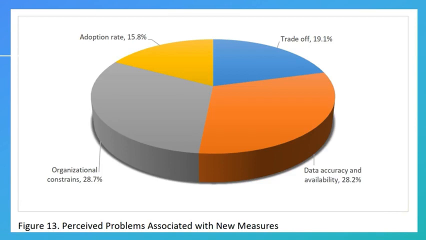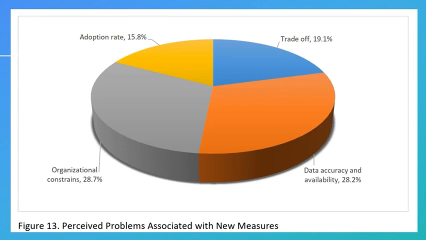And lastly, in this report, we are going to take a look at perceived problems associated with the new measures. So here we have two largest set of answers, again related to organizational constraints and data accuracy and availability, followed by trade-off and adoption rate. So let's see what these refer to. The first one is the organizational constraints.